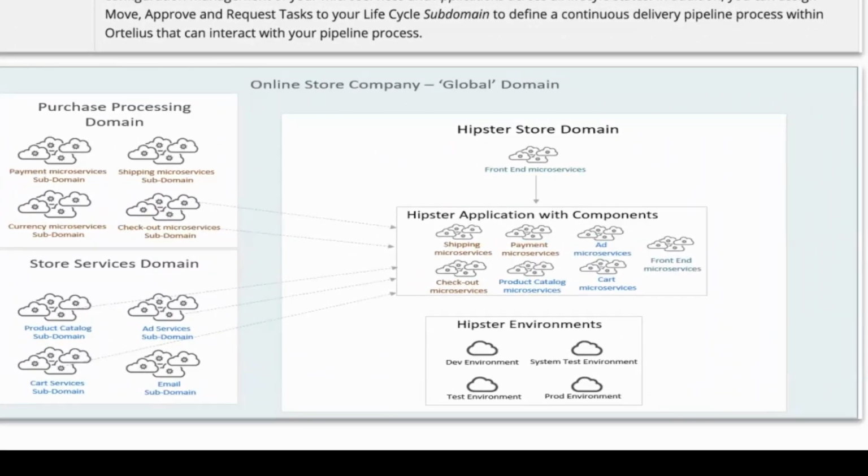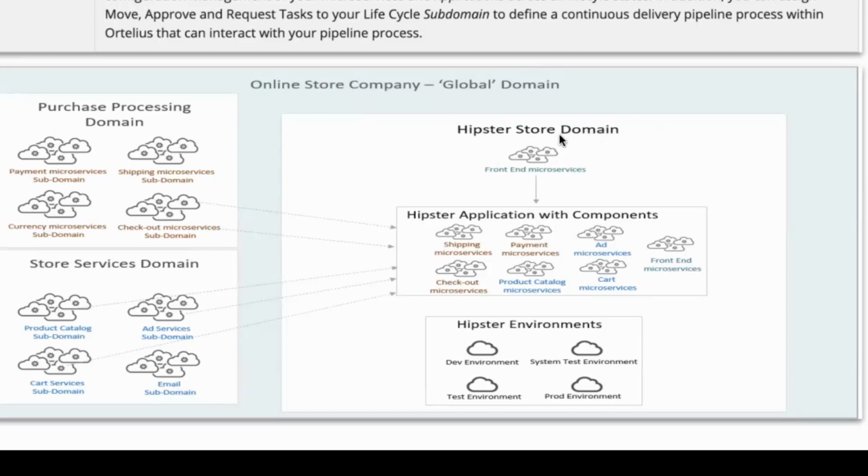Getting a broader picture view of Ortelius domains, as we can see in this picture, we have an online store company called Hipster Store, which has its domain. In the case of on-prem, we'll see the global domain, but in the case of your organization, you'll see your company's name. So for example, we have here the Hipster Store domain.